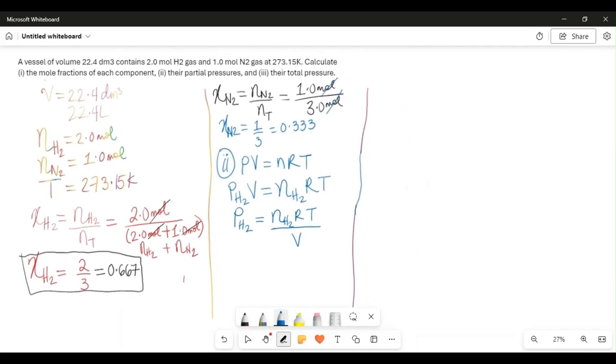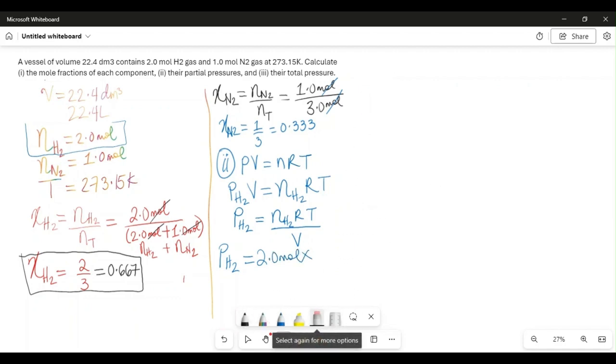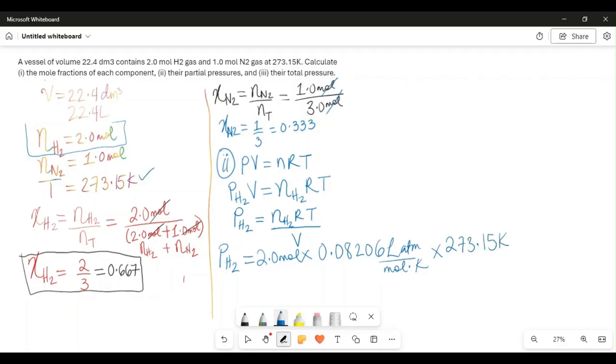So PH2: nH2, as we remember from the parameters we wrote down, is 2.0 moles, times the gas constant. We're going to pick the easier gas constant, which is 0.08206 liters atm divided by mole Kelvin, times the temperature, which is 273.15 Kelvin, all divided by the volume, which is 22.4 liters.